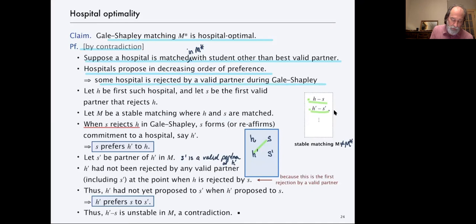That could happen many times during a run, so let's consider the very first time. We run the Gale-Shapley algorithm, and consider the very first time that some hospital is rejected by a valid partner. Let H and S be the hospital and the student involved in that rejection. Now, H and S are not matched in M star, the output of the algorithm, but they are matched in some other stable matching. So let M be that stable matching, where H and S are matched.